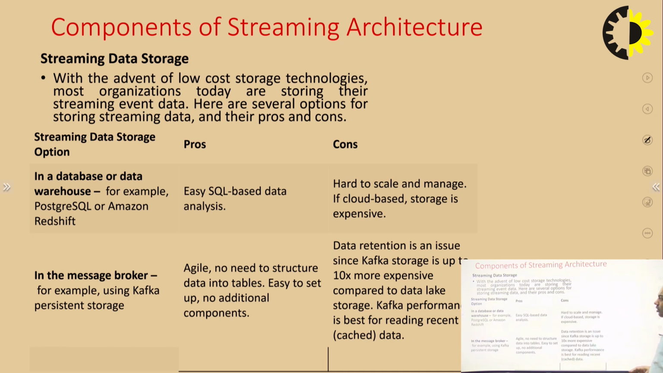The advantages and disadvantages of a data warehouse and a message broker are as follows. The advantage of a data warehouse is that easy SQL-based analysis can be done in the database, but it is difficult to scale. If we use cloud-based storage, then it is also expensive. In the message broker, the data storage is agile. There is no structure, no table, we just store the data. But retention is an issue, as is how the data can be used.